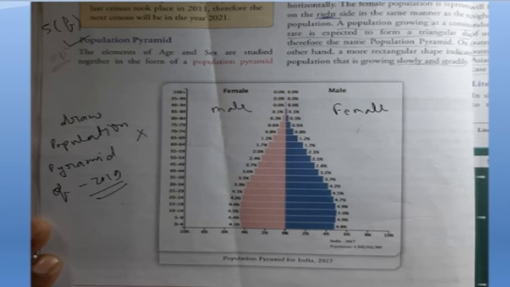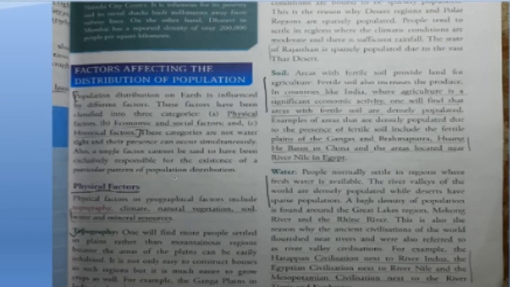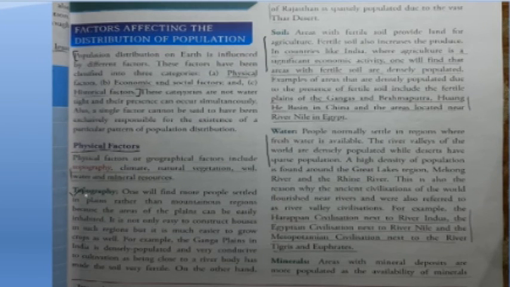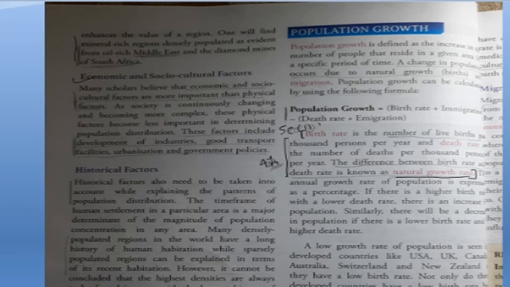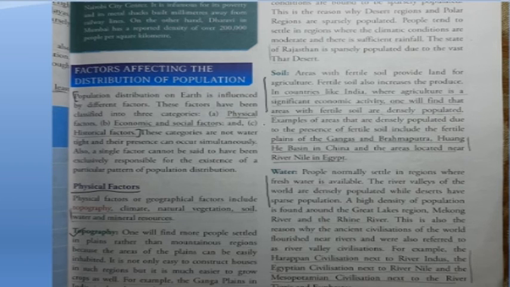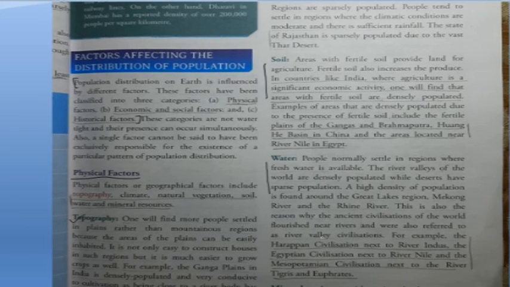Fifth G. What are the physical features that affect the distribution of population? So the physical features that affect the population, page number 21. These are physical factors. So topography, soil, water, minerals, and on these headings: topography, soil, water, and minerals. These physical features affect the population of any place.